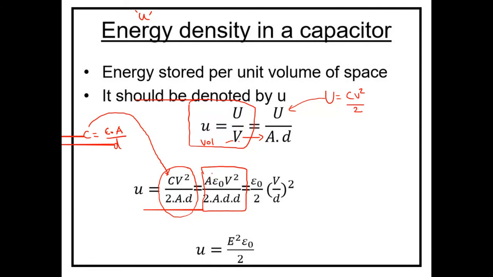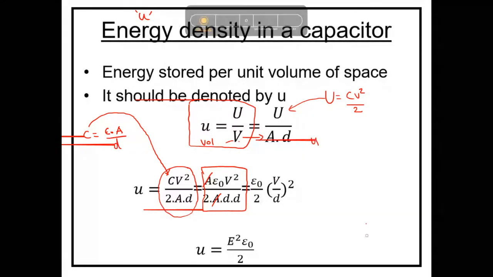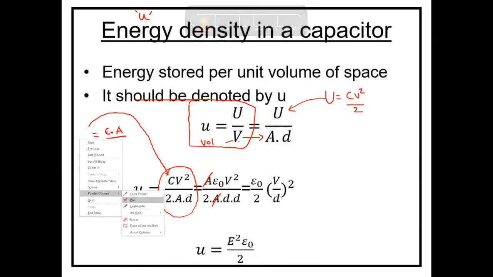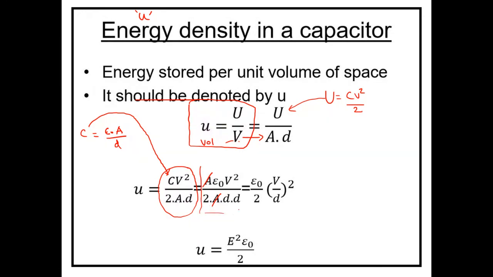Now you can see area gets cancelled with the area. What is remaining, my dear? My energy density, which is equal to epsilon naught over 2 multiplied by V square over D multiplied by D, which is D square. Am I right? Now I can write this V square over D square as epsilon naught over 2 times V over D, the whole square.